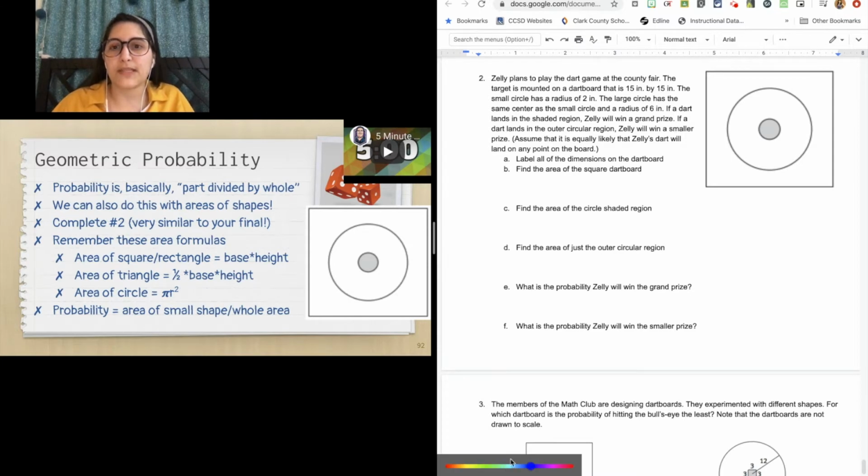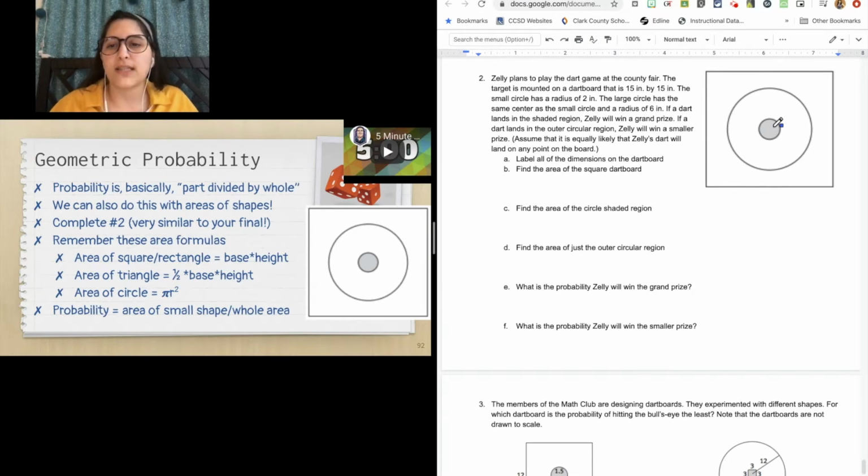So this problem says that the target here is on this square dartboard that's 15 by 15 inches. So that's the side lengths. Small circle has a radius of 2. The large circle has the same center, so it's not like off center or anything, and has a radius of 6. Okay, if you throw a dart and it lands in the shaded circle, then you win a big prize, like the grand prize.